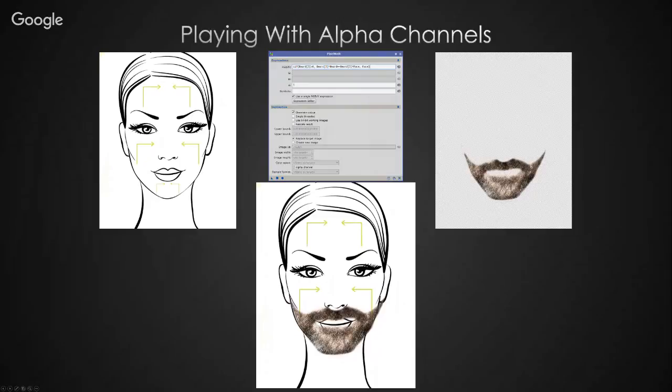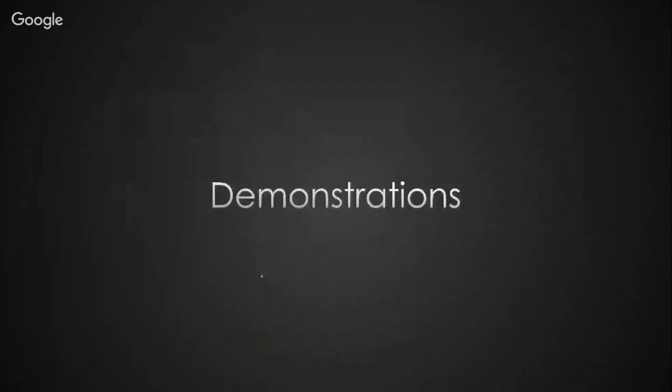The areas that are clear end up as the face image, and the areas that have more density of alpha value show up clearly through here. So we applied the beard to the drawing of the face. All right, so that's it for the main part of the presentation.